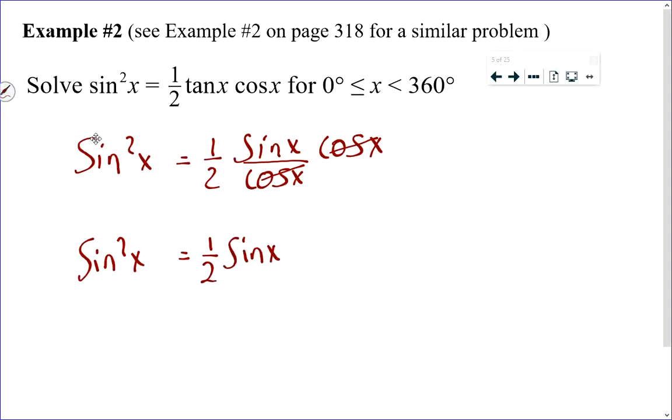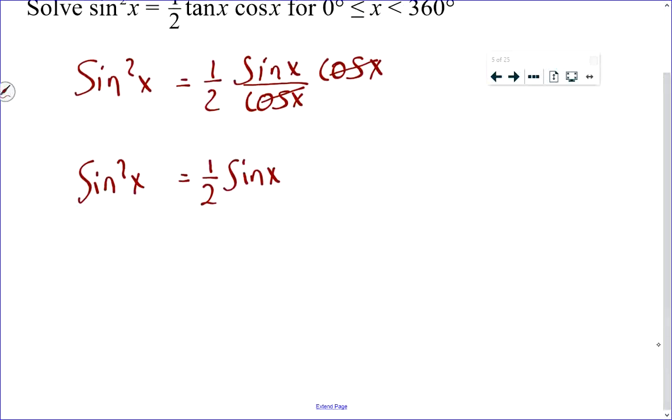So it is quadratic. We're going to zero the equation. But also with an equation, we don't have to work with fractions if we don't want to. We can multiply both sides of the equation by 2 in this case to get 2 sine squared of x equals 1 sine of x. And now we can zero the equation.